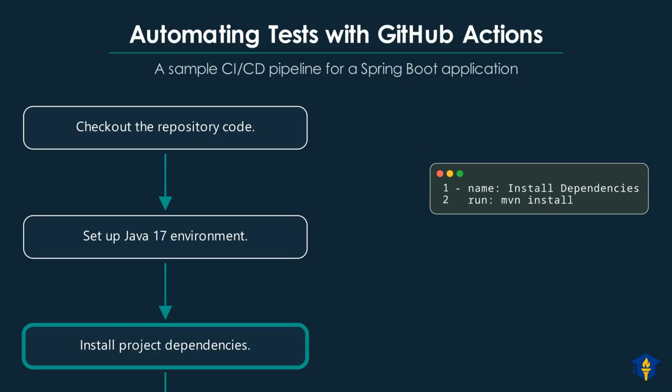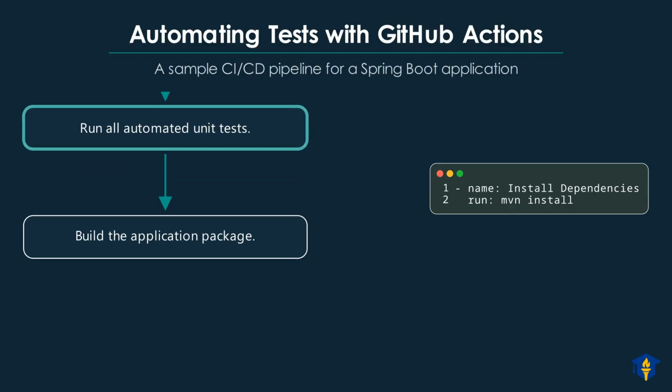After setting up Java, the next logical step is to install all necessary project dependencies. This command runs maven install to download and prepare all required project dependencies. Once dependencies are installed, we proceed to execute all automated unit tests. This command runs maven test, which executes all defined unit tests within your project.